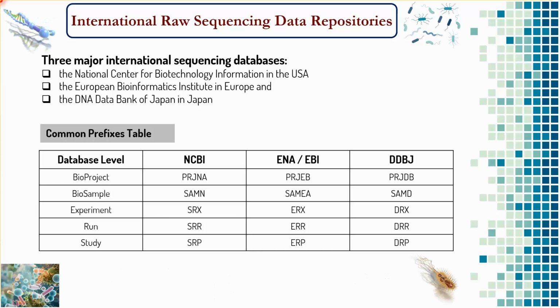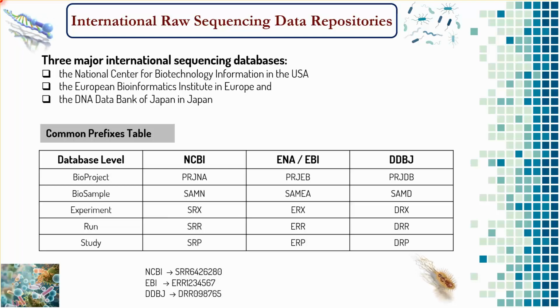The run accessions identify the actual raw sequencing data files. The prefixes are also different for run accessions. SRR is used in NCBI, ERR is used in EBI, and DRR is used in DDBJ. Here we can see the example of different run accessions.